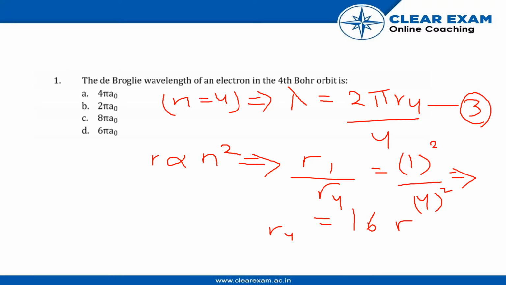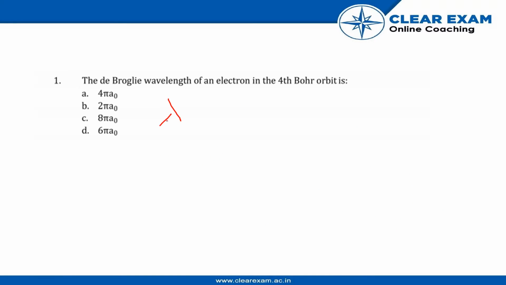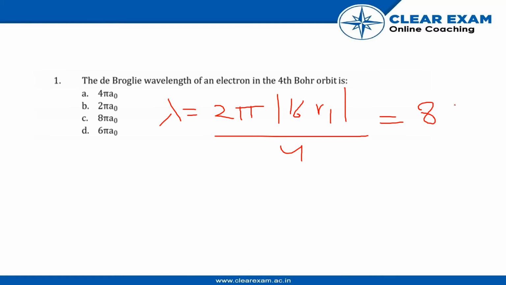Now we have to just substitute this value in equation number 3, which we have here, and we'll get lambda equals 2 pi 16r by 4, and after solving this we get 8 pi r1, and here is our answer. As you can see, 8 pi r, and here's our option C, 8 pi a naught. They both are the same. So there we go.